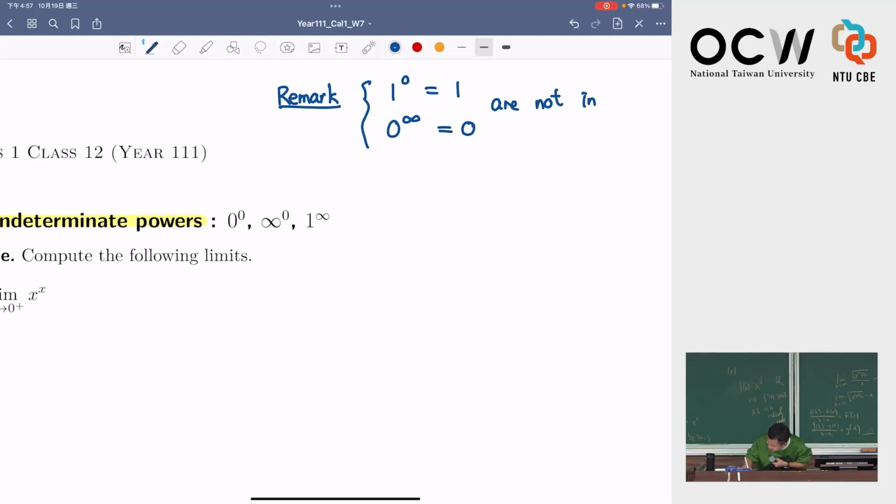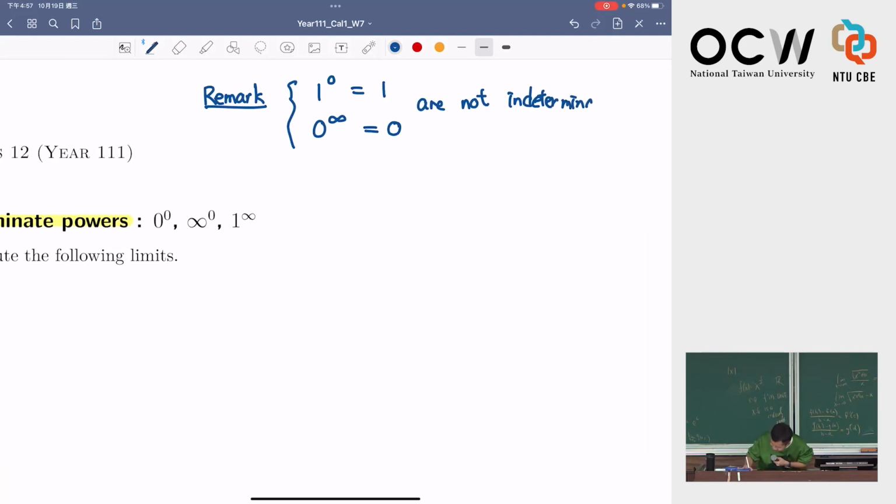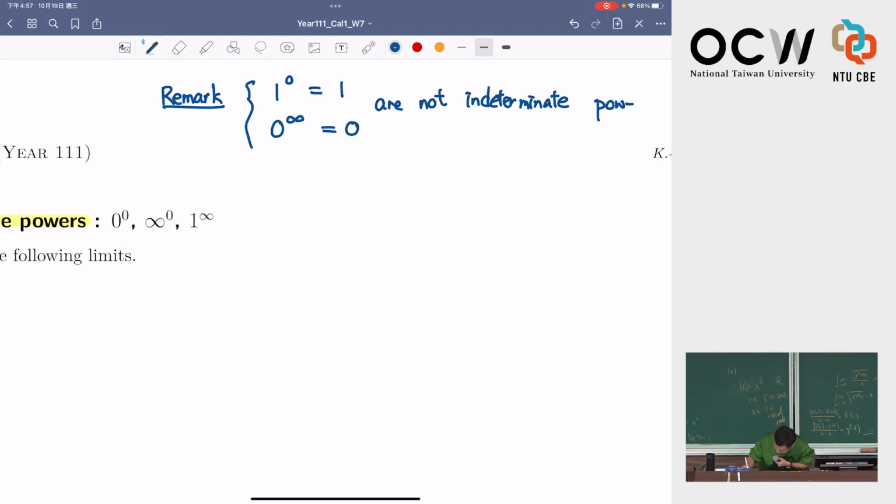Why? Indeterminate powers. So for example, a standard example is if you have the limit of x to the power 1 over x, as x goes to 0 plus, you can read the answer directly as 0. Because it is of the form 0 to the infinity, and then this always equals 0. You don't need to do anything fancy like what we're going to do next.